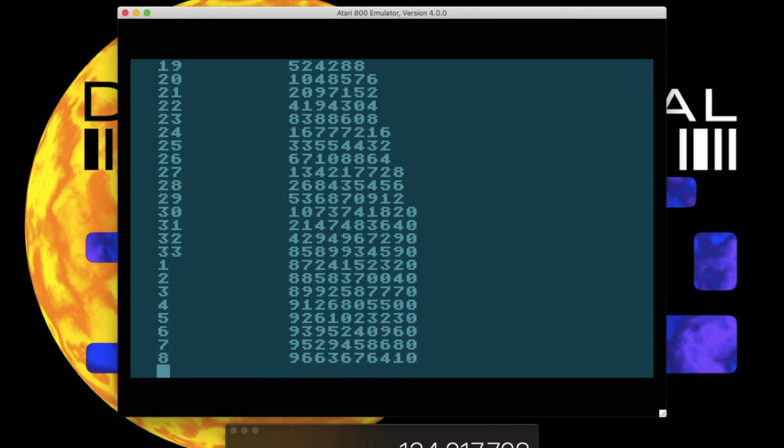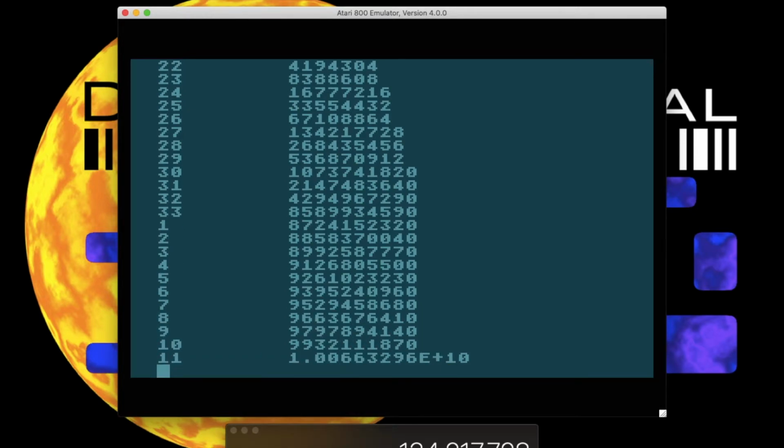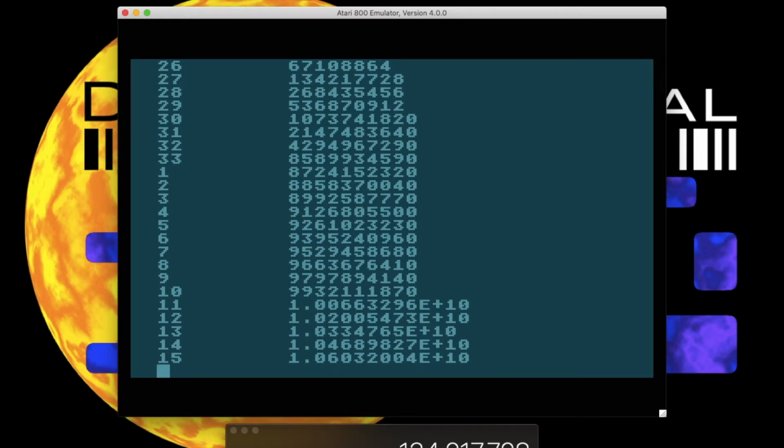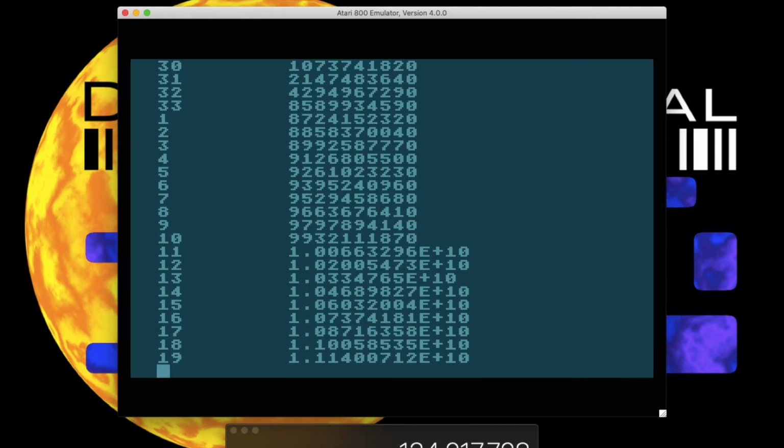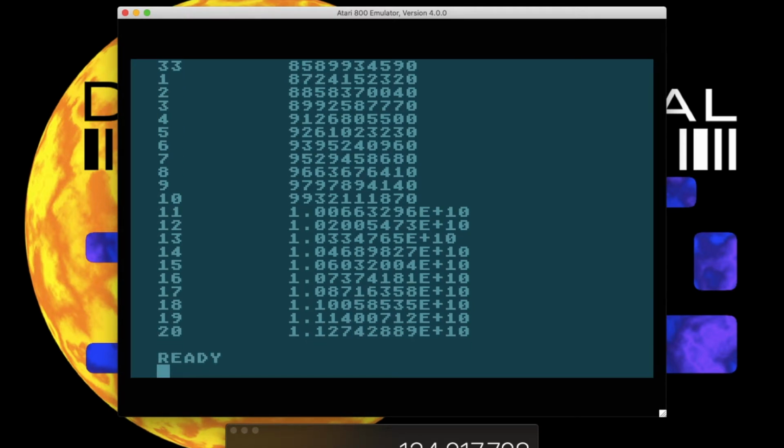See, it does all nines. It gets up to 99 and then it starts doing exponents. So we got up to 10 iterations before it broke out. And how many digits do we have? 1, 2, 3, 4, 5, 6, 7, 8, 9, 10. 10 digits of nines. It's the biggest number we can get to.